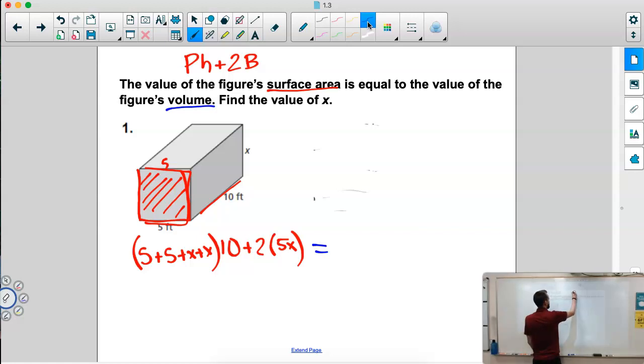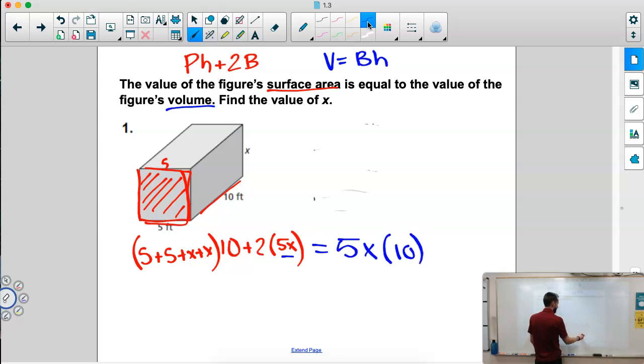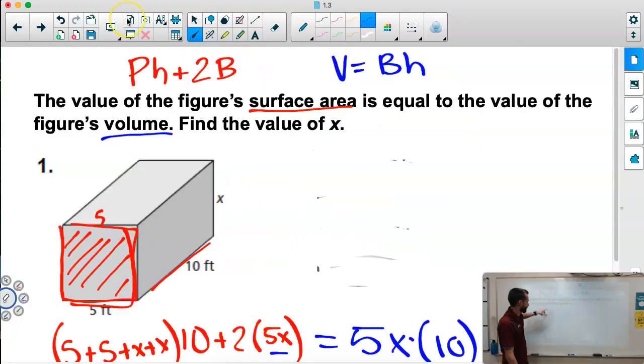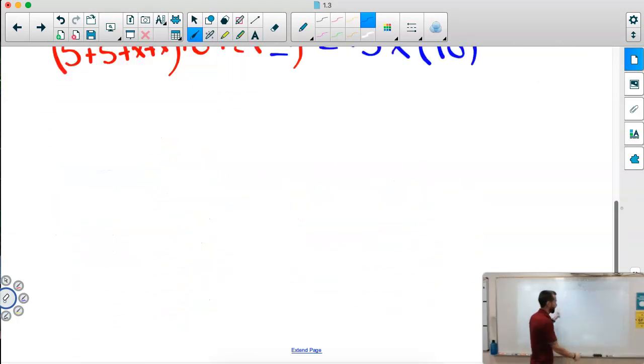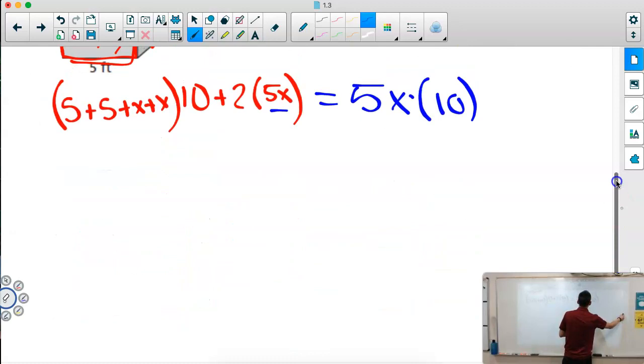Volume is area of the base times the height. So the area of the base, we actually just did, 5x. And then the height is 10. Notice this is 5x times 10, not 5 times 10. So notice on this one now, let's zoom in, make this nice and big for us. We have the variable on both sides of our equation.